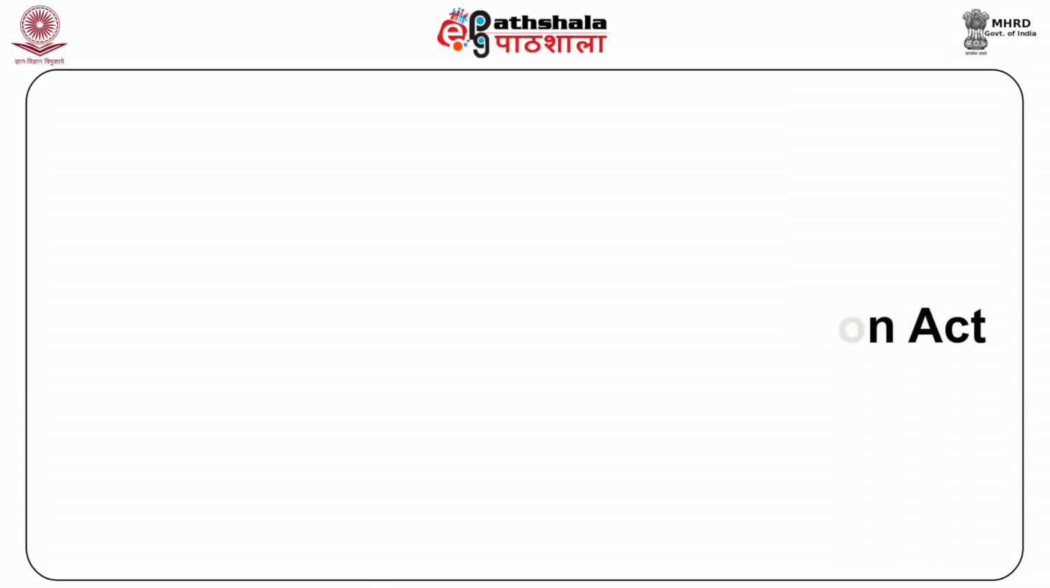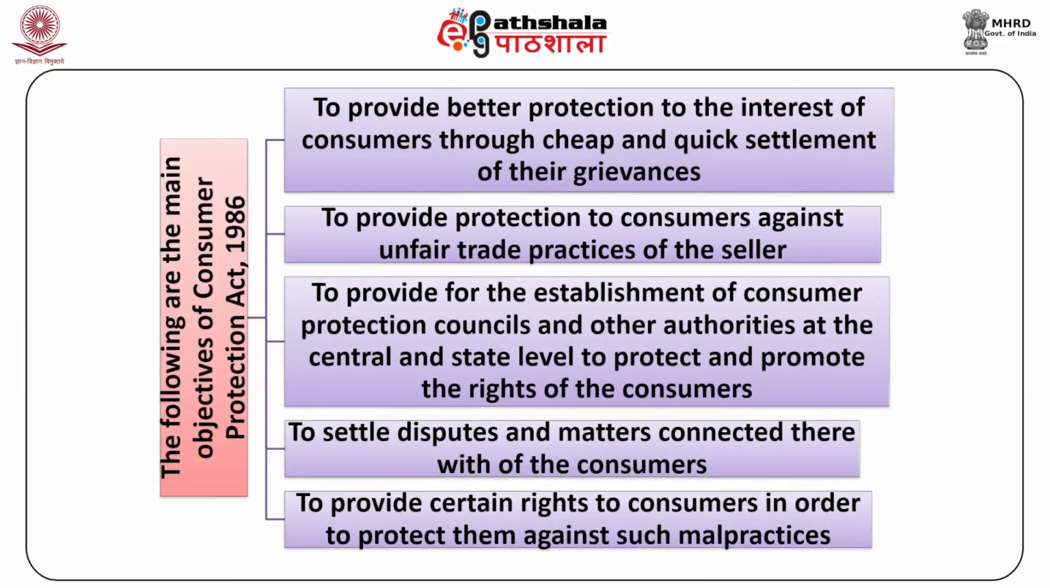Objectives of Consumer Protection Act. The following are the main objectives: to provide better protection to the interest of consumers through cheap and quick settlement of their grievances, to provide protection to consumers against unfair trade practices, to provide the establishment of consumer protection councils and other authorities at the center and the state level to promote consumer rights, to settle disputes and matters connected with the consumers, to provide certain rights to consumers in order to protect them against malpractices.